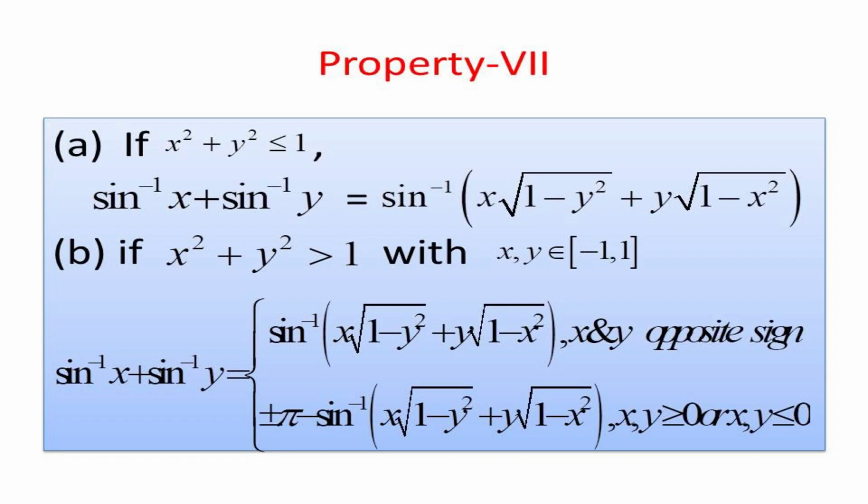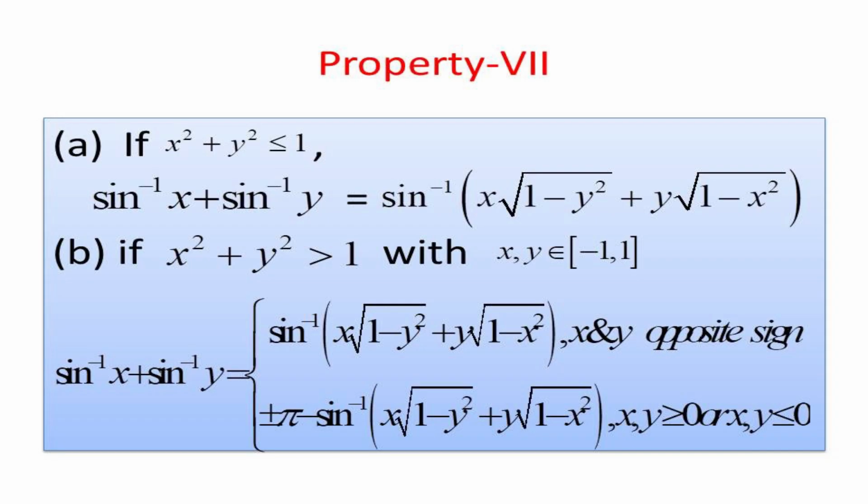If x square plus y square greater than 1 with x, y belongs to closed interval of minus 1 to plus 1, then sin inverse x plus sin inverse y is sin inverse of x root over of 1 minus y square plus y root over of 1 minus x square, if x and y are of opposite sign, and plus minus pi minus sin inverse of x root over of 1 minus y square plus y root over of 1 minus x square, provided xy either both positive or both negative.